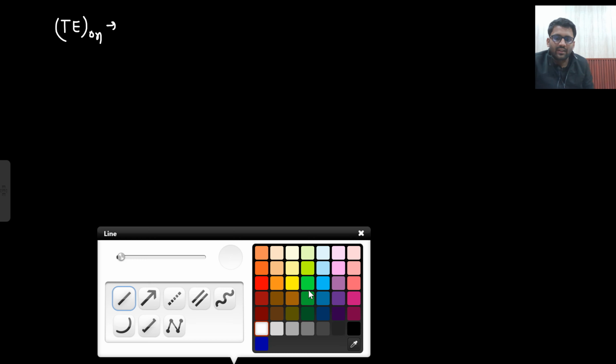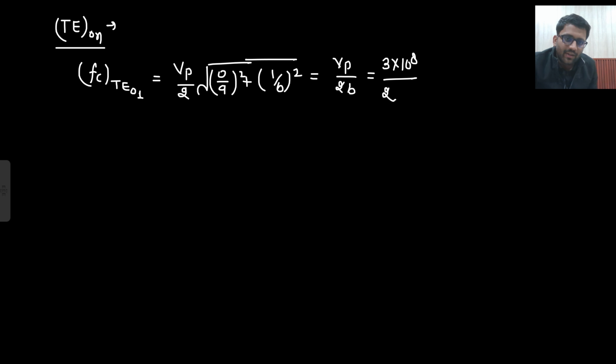TE0n, this I need to check now. So for TE01, first I am calculating the cutoff frequency of TE01. That would be Vp by 2 under root 0 by a whole square plus 1 by b whole square. So what would that be? Vp by 2b. So 3 into 10 to the power 8 divided by 2b. What is b? 1.5 into 10 to the power minus 2. So we are getting 10 gigahertz.